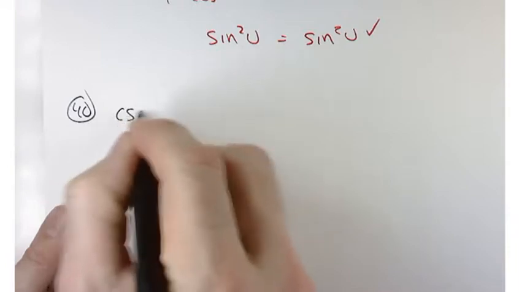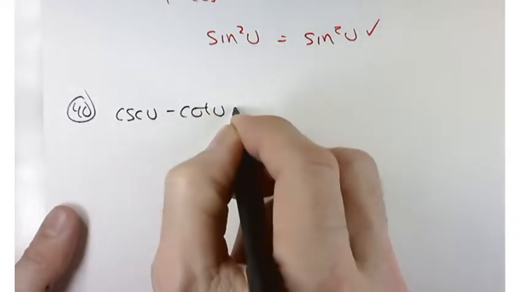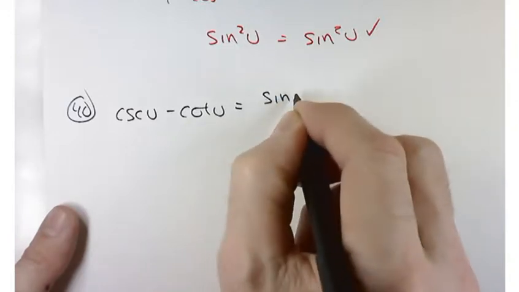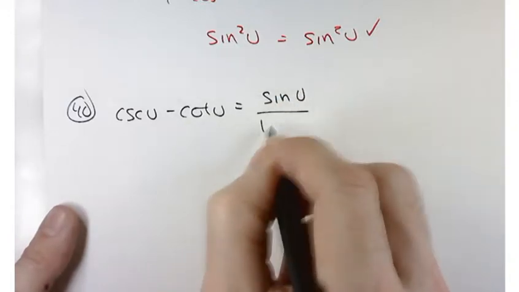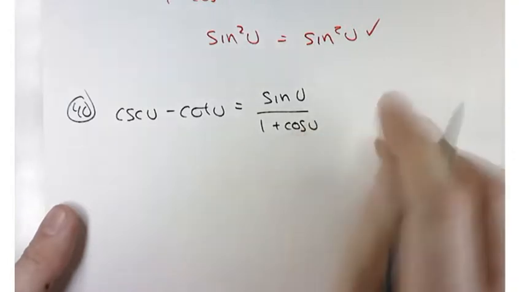Let's see. Cosecant of u minus cotangent of u equals the sine of u over 1 plus cosine of u.